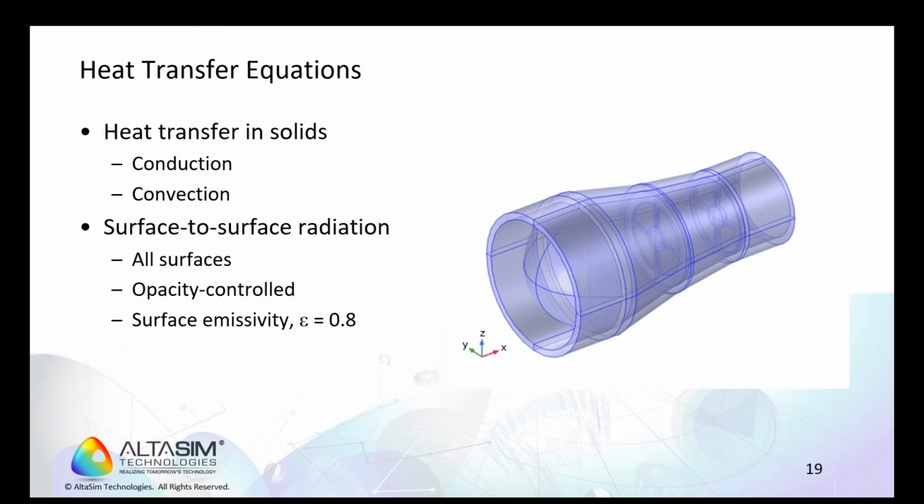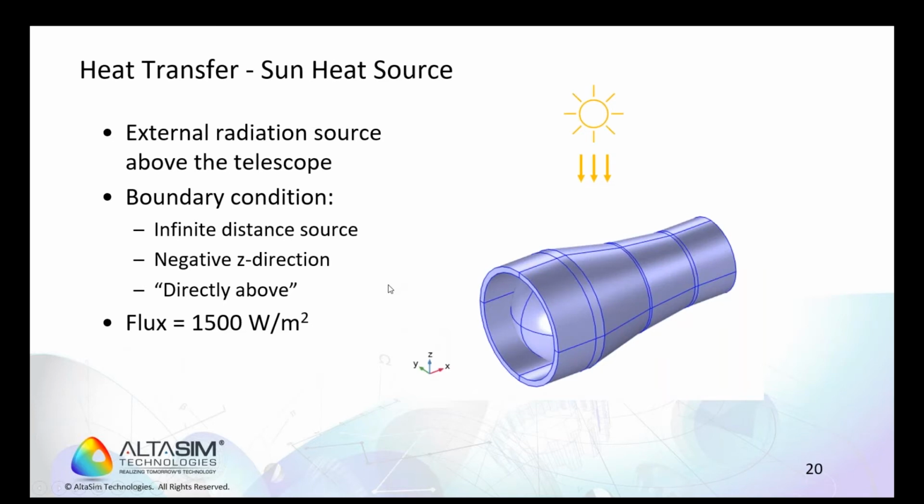We're going to include conduction, convection, and radiation as heat transfer mechanisms. The radiation is going to include surface-to-surface radiation of all the surfaces in the telescope. And Josh is going to set up opacity-controlled radiation and use a surface emissivity of 0.8. The heat source will be the sun as an external radiation source, and we're going to locate it at an infinite distance so that the rays are then moving purely in the negative z direction. The heat flux is going to be 1,500 watts per meter squared, and that's going to be the heat coming from the sun.